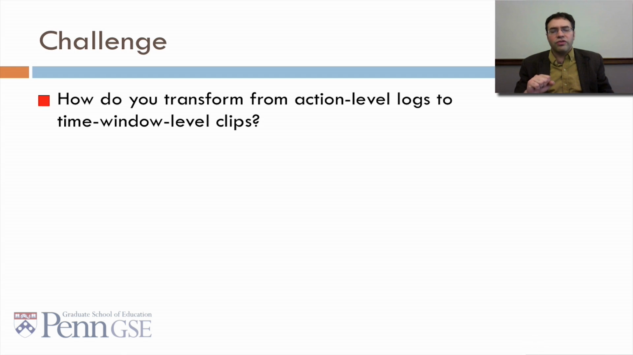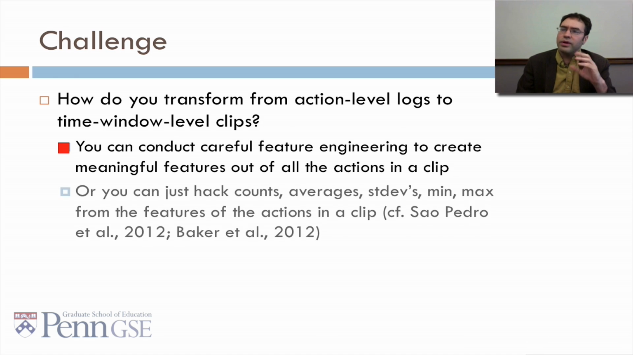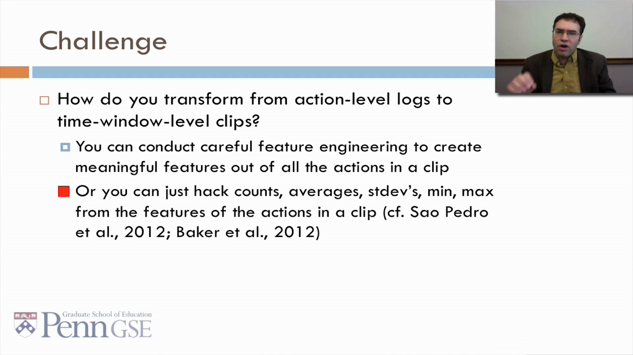And how do you transform from action-level logs to time-window-level clips? That's actually a challenge for this kind of approach as well. It's also a challenge for some of the coarser approaches. You can conduct careful feature engineering to create meaningful features out of all the actions in a clip. This is a time-consuming approach that's probably the best approach. Or you can take all the actions in a clip and take their features and just hack out counts, averages, standard deviations, minimums, and maximums. This is the approach my group uses a lot. It seems to do almost as well, and it's a lot less work.